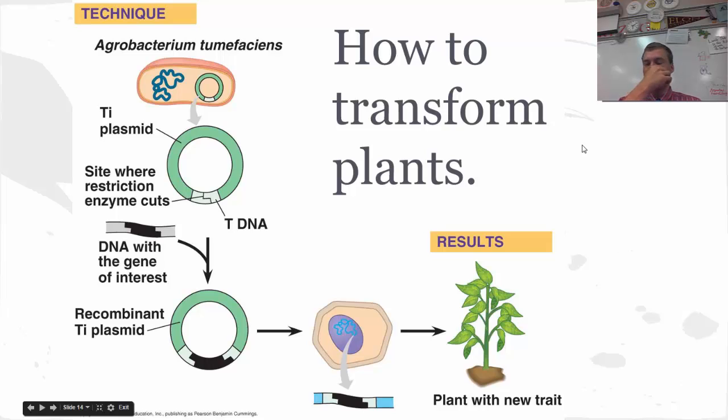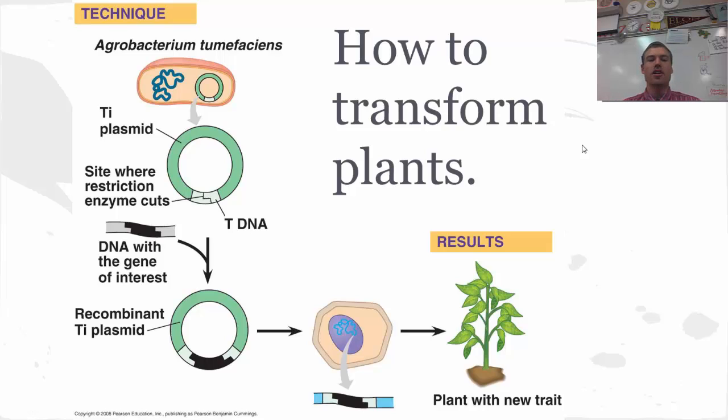Now, how do we actually transform those plants? You don't really think about bacteria being able to do this, but we actually have this wonderful bacterium called Agrobacterium tumefaciens. What it does is create a tumor in plant cells. It does that by inserting its own plasmid called the Ti plasmid. So what we do is we make our Ti plasmid recombinant, right?